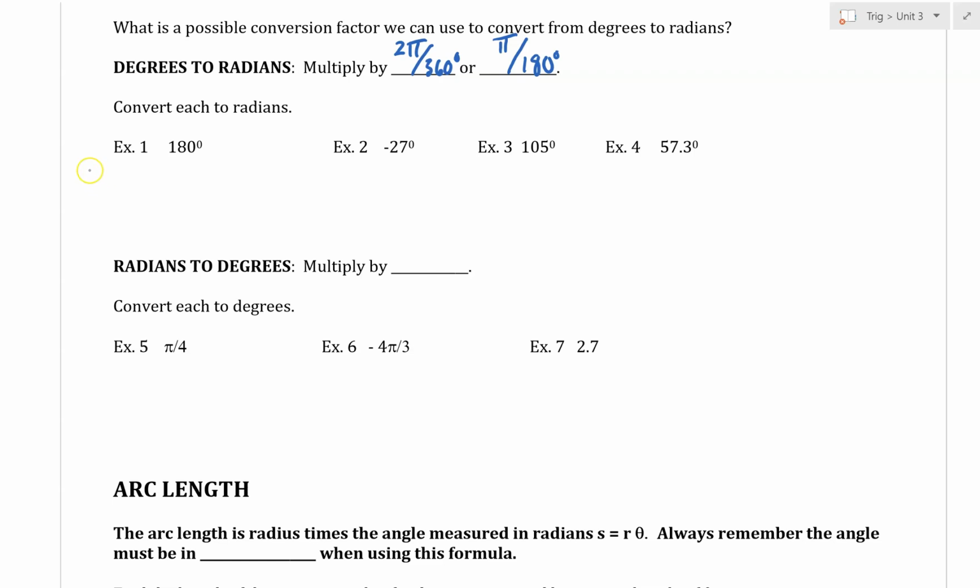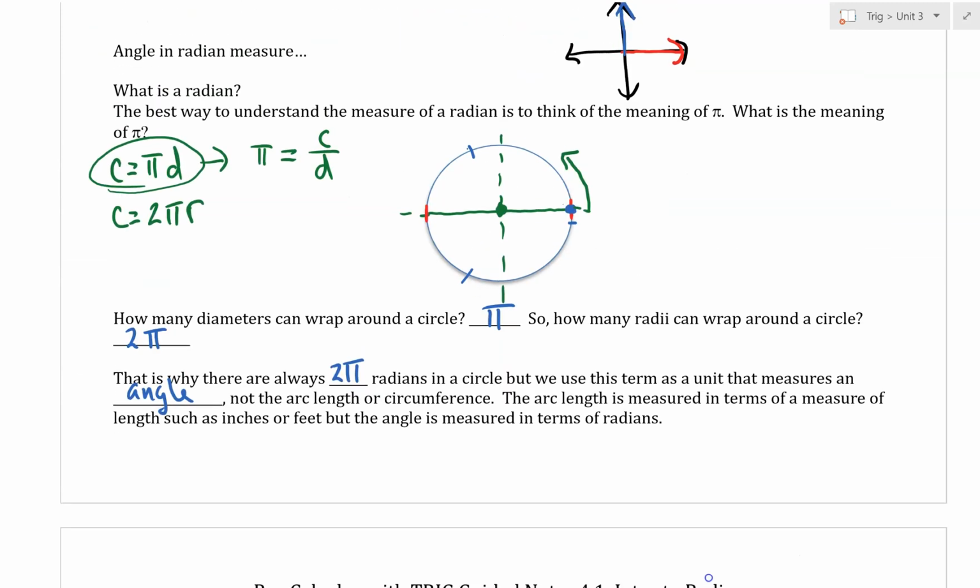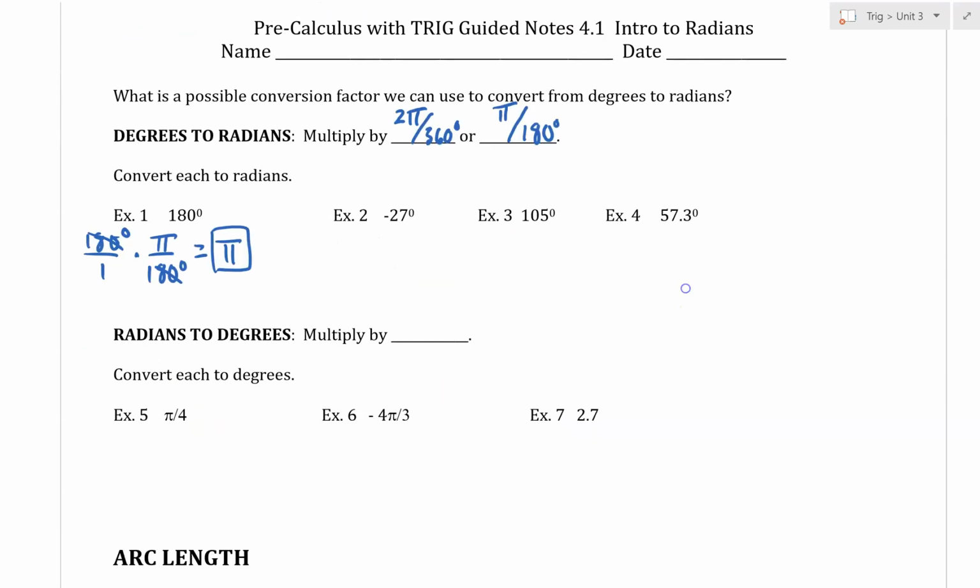So we have 180 degrees over 1. We're going to multiply that by pi over 180 degrees. The 180 degrees are going to cancel out, and we're left with an answer of pi. And if we think about it, that makes sense. If we have a circle and it's 2 pi around the circle, well then halfway around the circle has to be pi. So pretty quick, straightforward reasoning for that one.